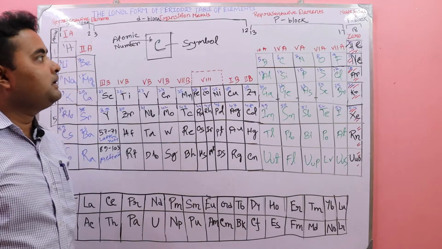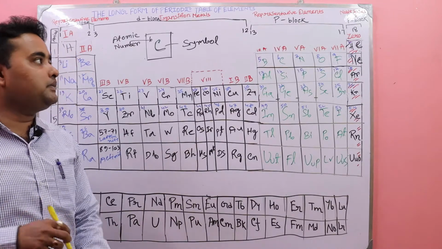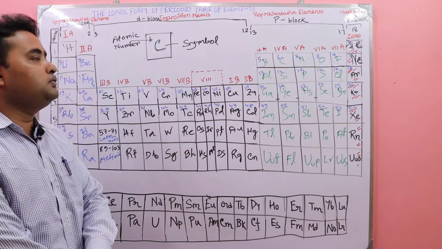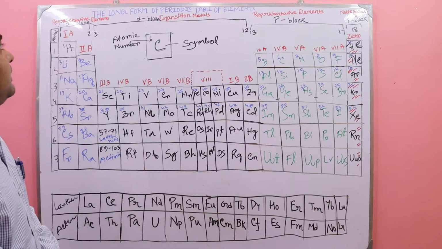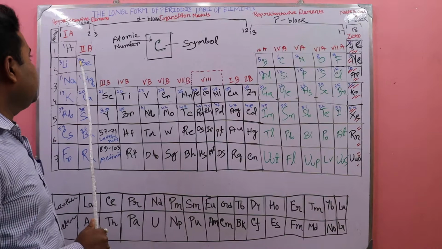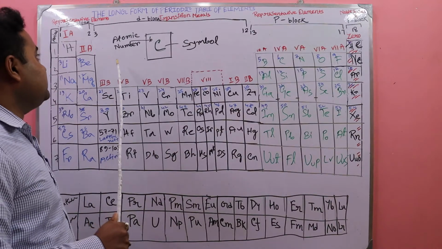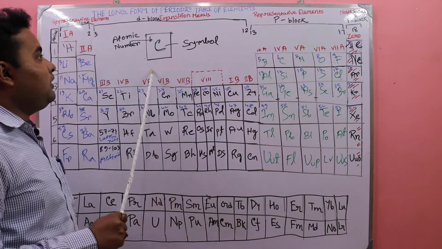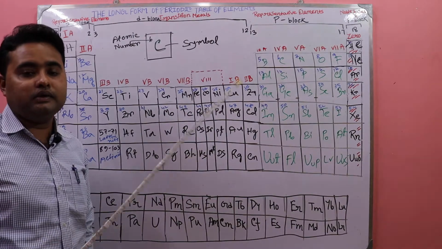Today, this is the second part. I will discuss the periodic table, part number 2. Here, this is the complete table of the modern periodic table on the basis of Henry Moseley.